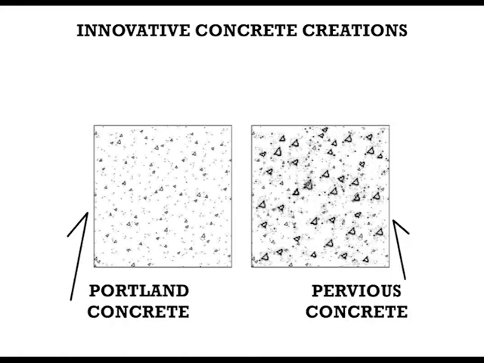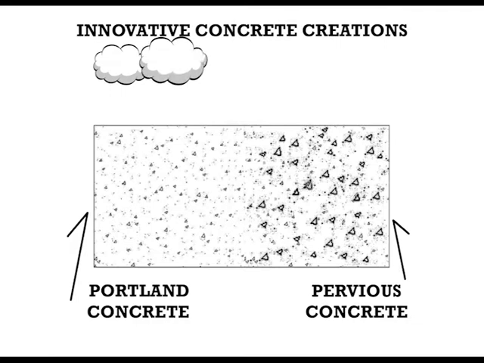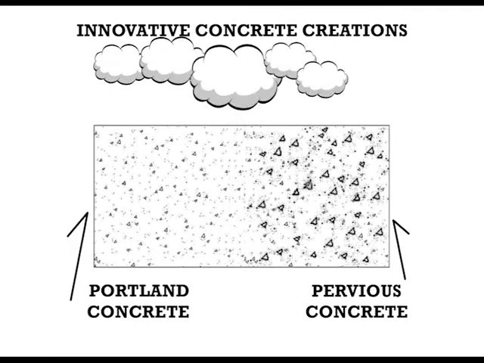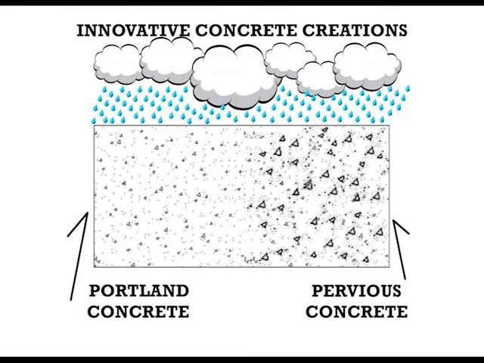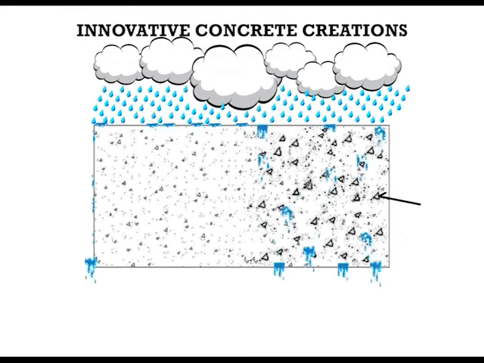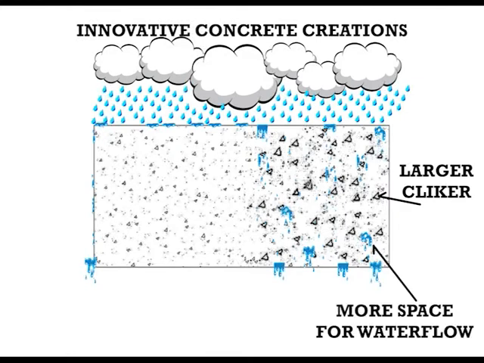Here you can see two different concrete textures, one with a more refined solution and one with larger rocks and clinker inside. The difference between the two relates to how they react towards the water. Now let us see what happens when rainfall interacts with the concrete. As you can see, the water goes through the pervious cement but drips off the Portland cement side. This is due to the larger clinker in the pervious mixture.